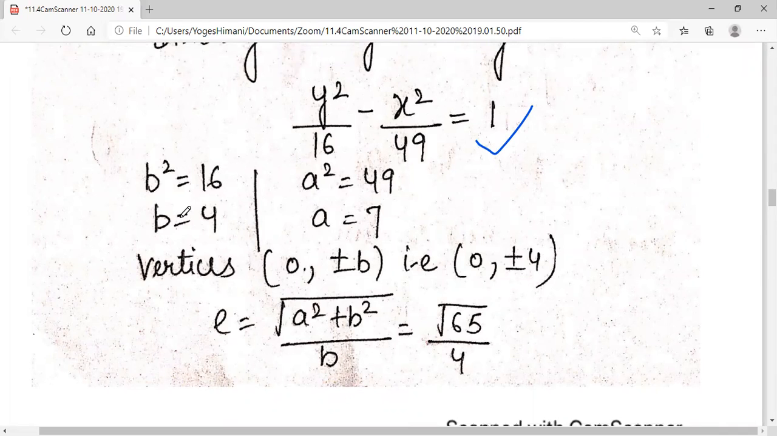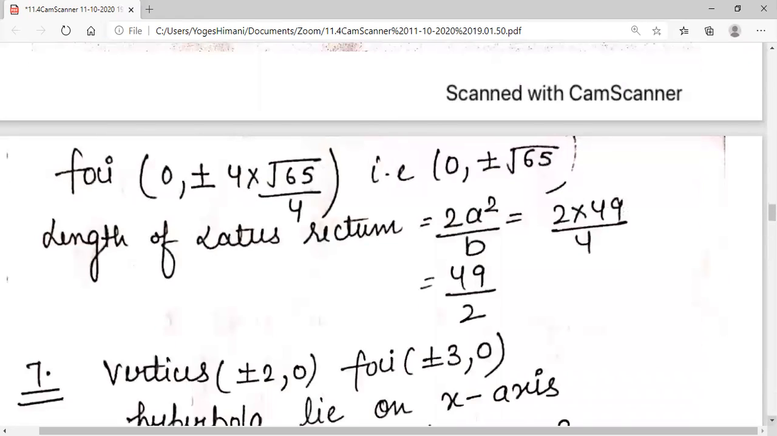B square is 16, then b is 4. If a square is 49, then a is 7. Because hyperbola is in y-axis, then what will be the vertices? 0, comma plus minus b, 0, comma plus minus 4. Now eccentricity formula, under root a square plus b square by b. Put the value, root 65 by 4. Eccentricity came.